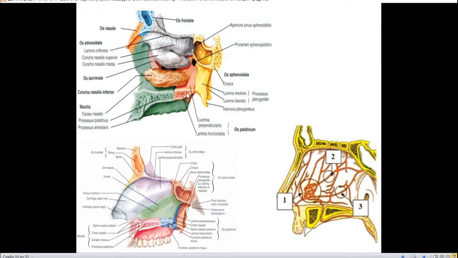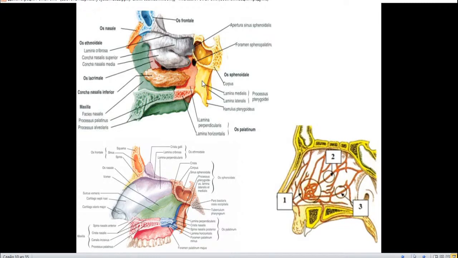The lateral wall of the nasal cavity is formed by the frontal process of the maxilla, then the ethmoid labyrinth, the perpendicular plate of the palatine bone, the inferior nasal concha, as you know it's a separate bone, and the lateral lamina of the pterygoid process of the sphenoid bone.